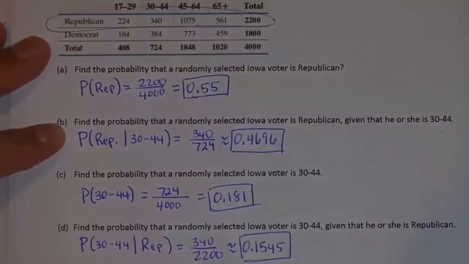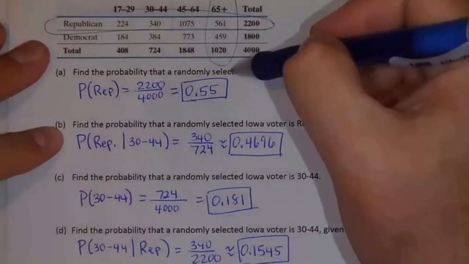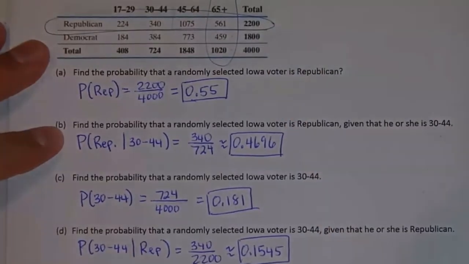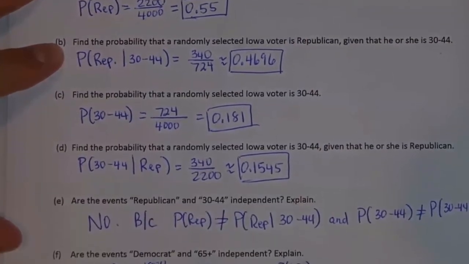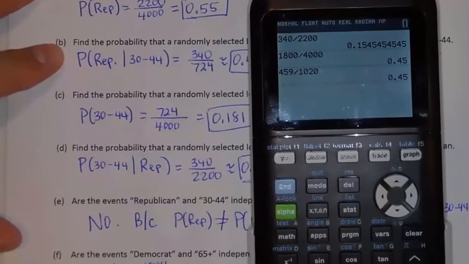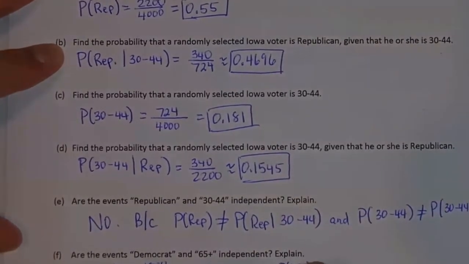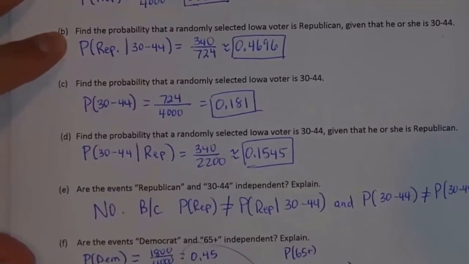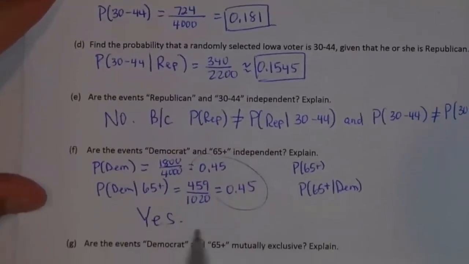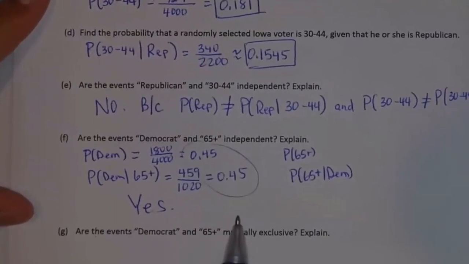The probability of being a Democrat given 65 plus: I'm only looking at this group. So I'm given that they're 65 plus, so there are 1,020 in that group, and 459 of them are Democrats. So the probability would be 459 out of 1,020. If I take 459 and divide by 1,020, that is also 0.45. The fact that these are the same tells me, yes, the event being a Democrat and being 65 plus are independent because the probability didn't change. And if I did the other comparison, the same would work out there.